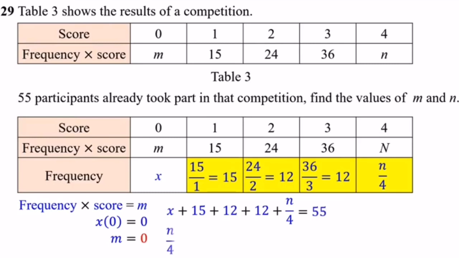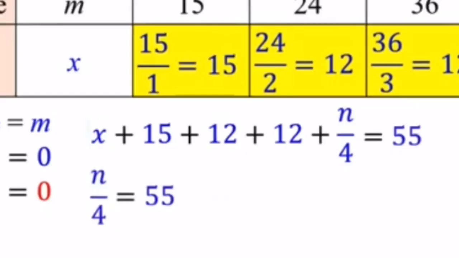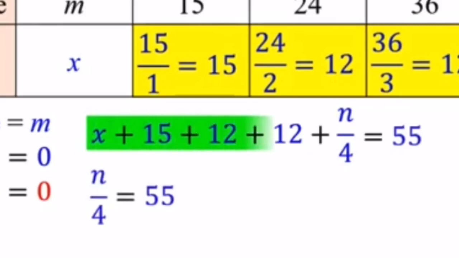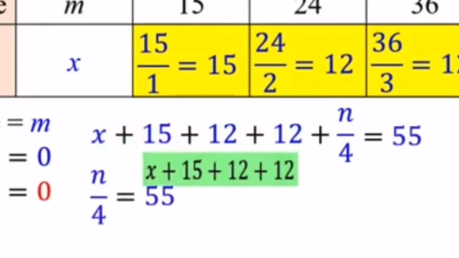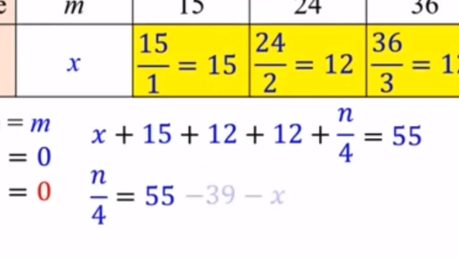So then you can work out the answer from the equation. Now let's add up all the frequencies. x plus 15 plus 12 plus 12 plus n over 4 is equal to the total participants, 55, right? So we take n over 4 equal to 55 minus x minus 15 minus 12 minus 12.